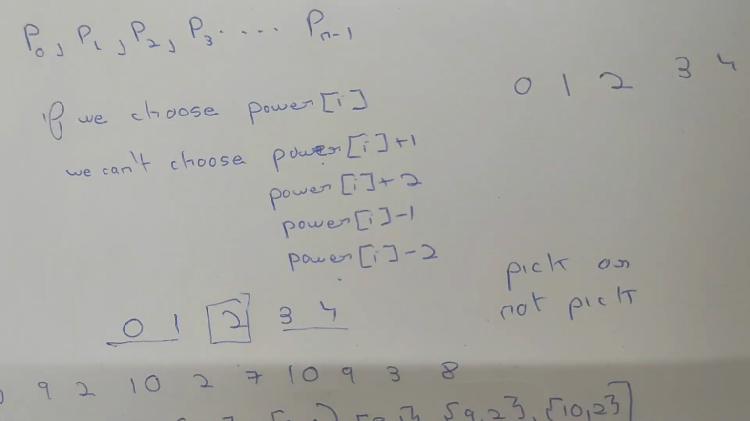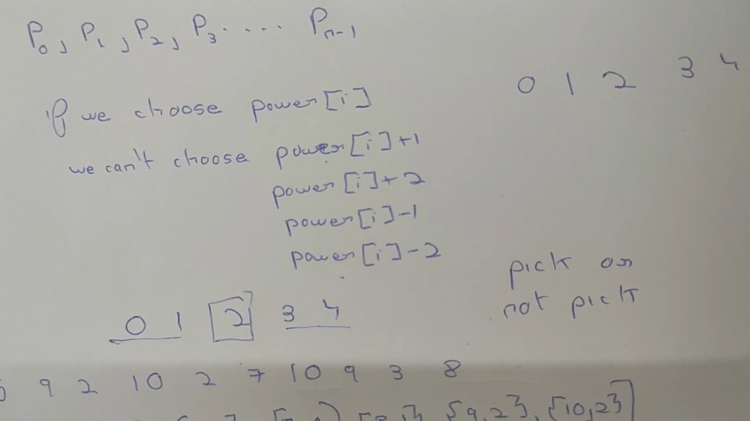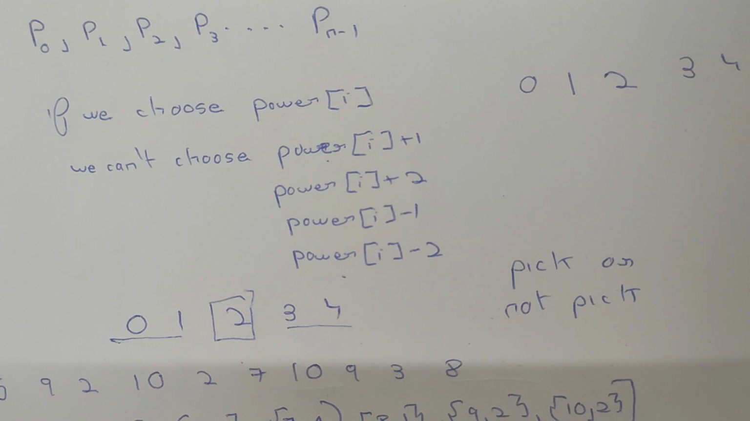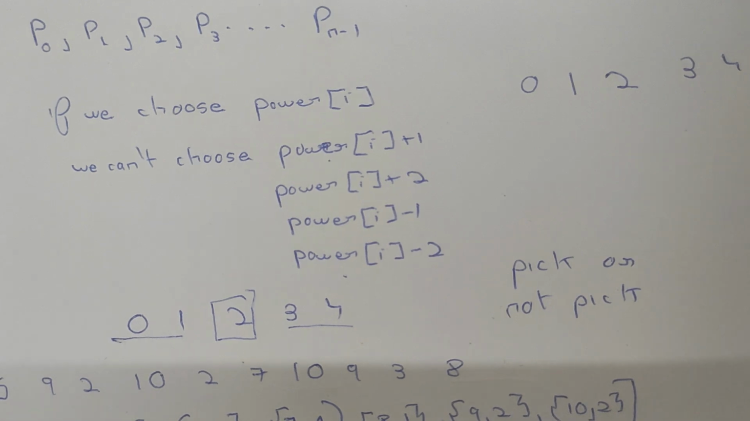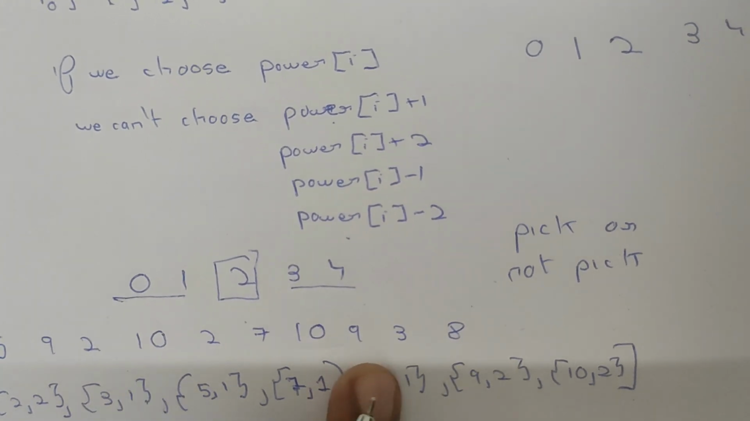The problem comes with the implementation part of it, because if we go ahead with the normal implementation, the time complexity will be large and the space complexity will be large. So I will show you why we can't directly implement the pick and not pick implementation. I will show you in 1 second. I will show you the test case first.